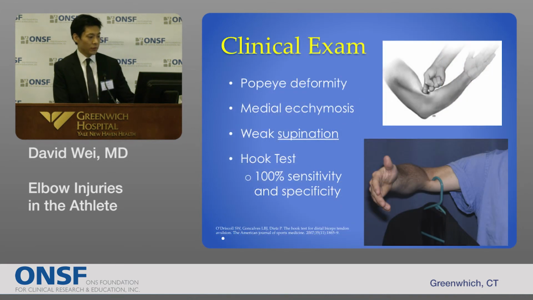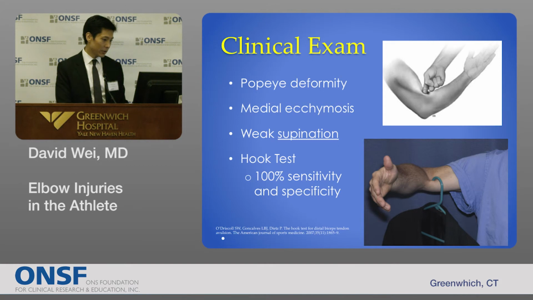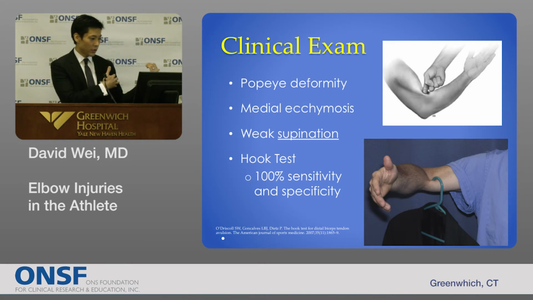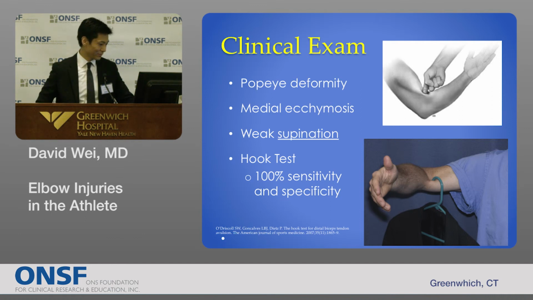On exam, there are different ways to look for this injury. First of all, you'll have a Popeye deformity, where the muscle is bunched up on the top of your arm. You'll have some bruising around the medial side. And instead of what we often think of as loss of flexion strength, the key loss of strength is weakness in supination, with up to 60% loss of strength with supinating. This is called a hook test, and you can see here that we can use that hanger to hook the distal biceps to test to see if it's there. We don't usually do this in the office.